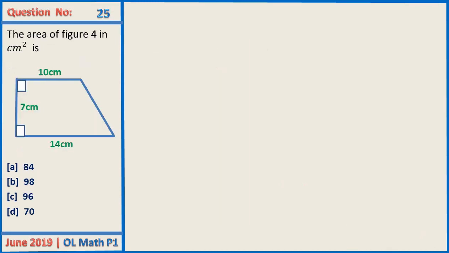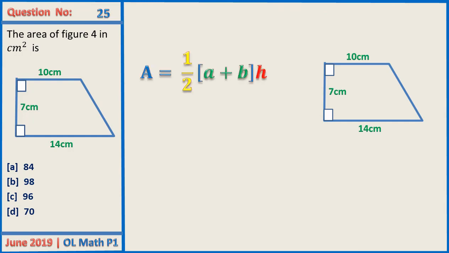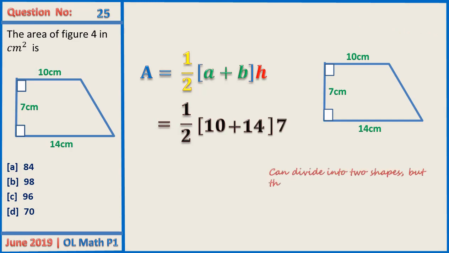Question 25. The area of the figure shown is, actually this is a trapezium, and the area of a trapezium is given as half the sum of the parallel sides times the height. Here the parallel sides are 10 centimeters and 14 centimeters. That gives us half of 10 plus 14 times height, which is 7. And when you simplify, this gives us 84 centimeters. You can equally divide the shape into parts, but that will waste time. So this gives us 84 centimeters squared.